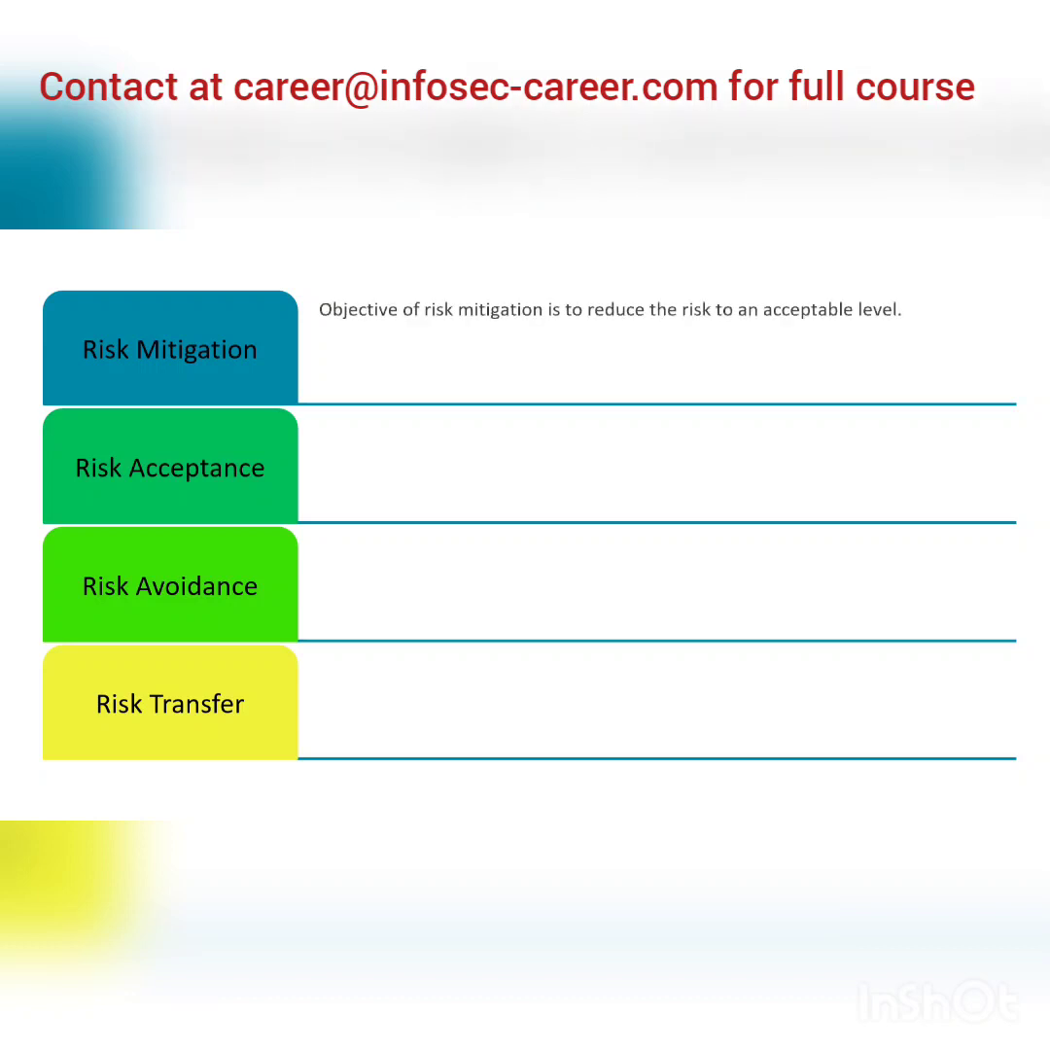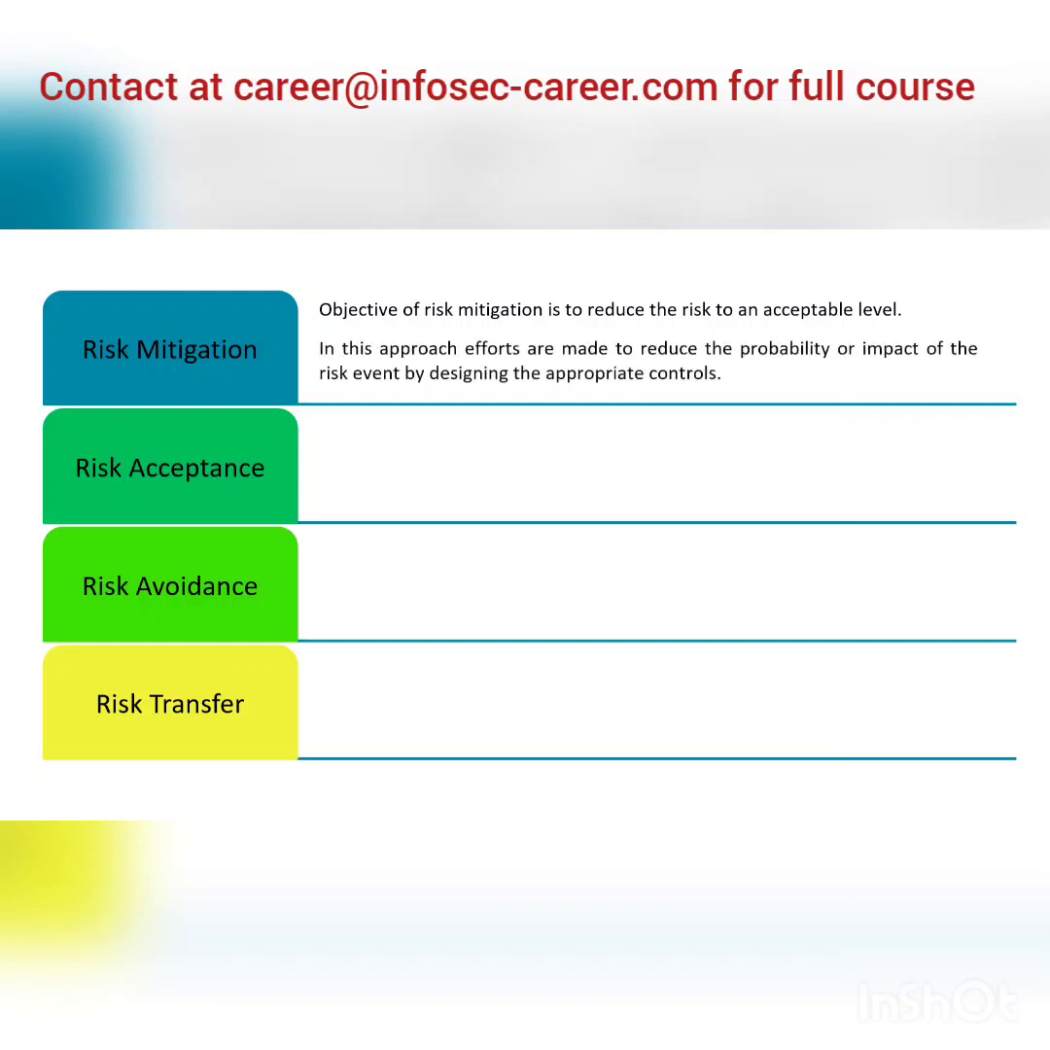Risk mitigation. Objective is to reduce the risk to an acceptable level. Efforts are made here to reduce the probability or impact of the risk event by designing appropriate controls. Either probability is reduced or impact is reduced.